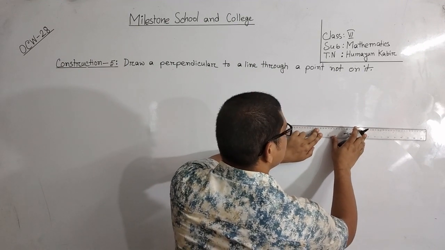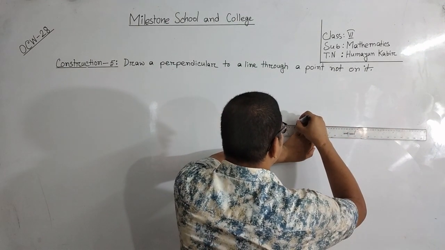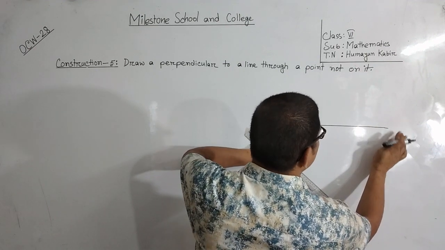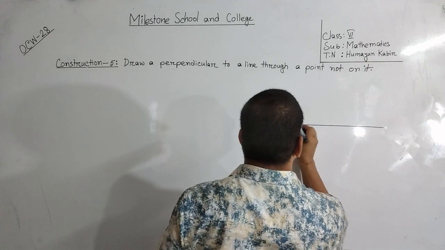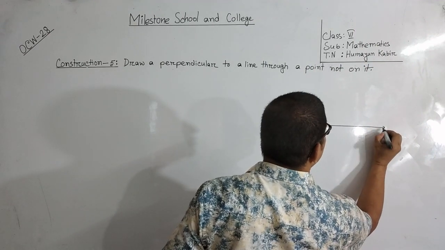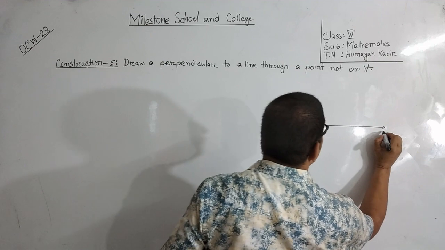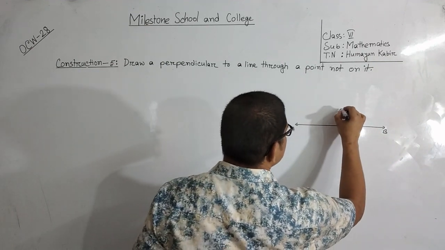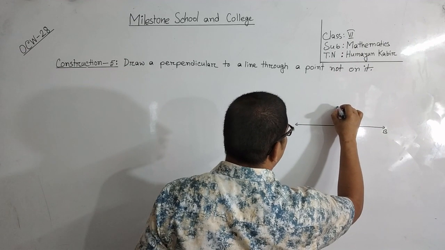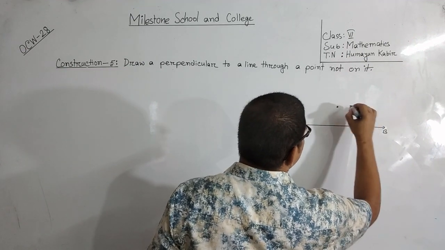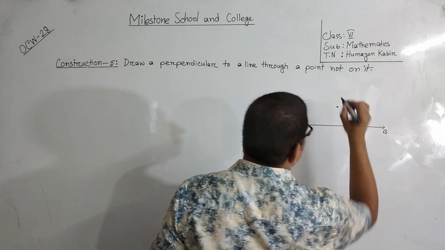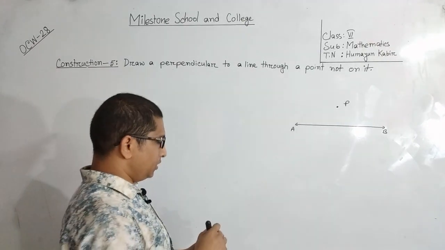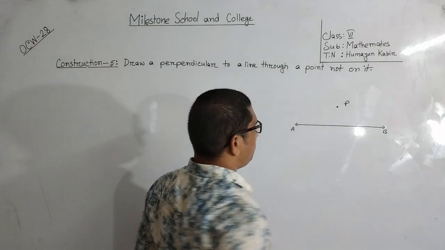Suppose this is our line AB, and we need a point. Suppose this is the point. Okay, so this point is P. Now we will draw a perpendicular. We will draw a perpendicular through this point.